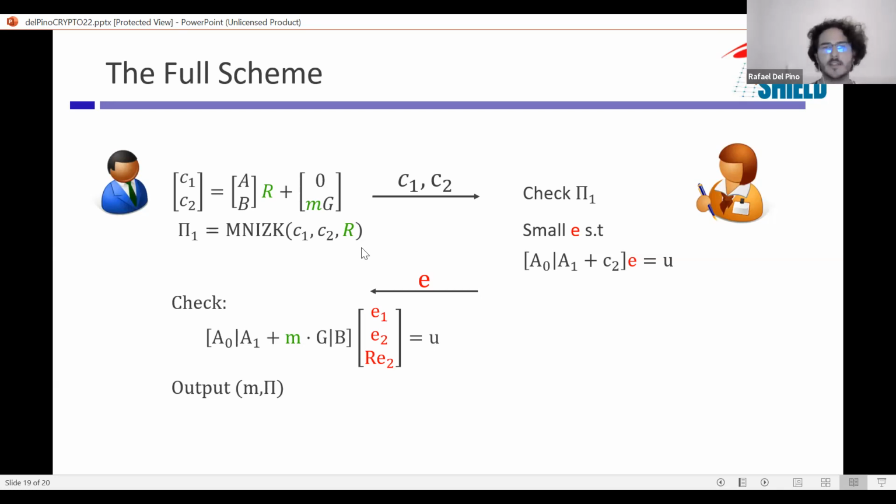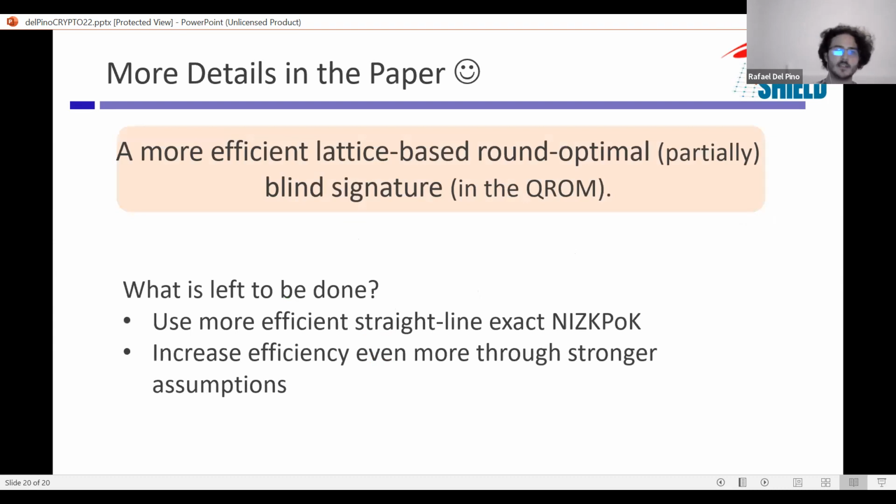What is really nice is that this proof is larger than a non-straight line, non-extractable proof, but it does not have any impact on the signature, because the signature is the message and the proof pi, and pi1 is just for the server to check. So it adds some communication size, but no impact at all on the signature side. So what do we get? As I said, we get a more efficient lattice-based round optimal partially blind signature in the QROM.